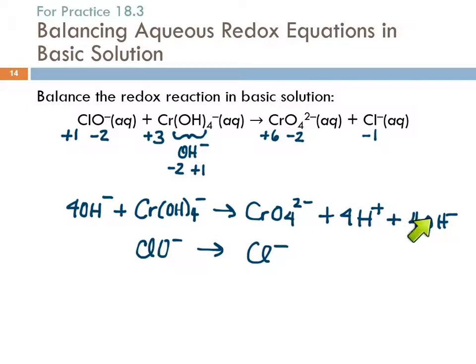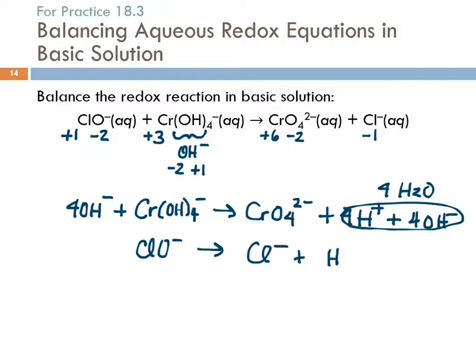Because I'm going to combine these into 4 water molecules. So this is 4 H2Os. And now this is basic, it's not acidic anymore. So then in the bottom, the chlorines are balanced, the oxygens are not. Here's an oxygen, so I need to add H2O on the right.